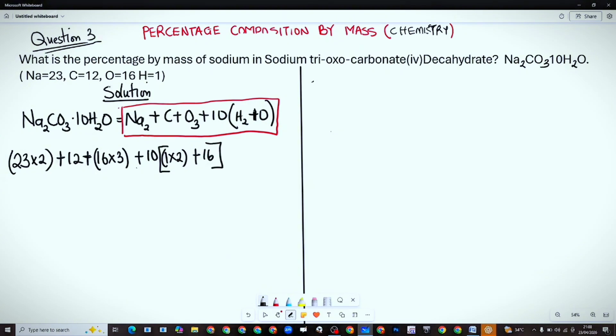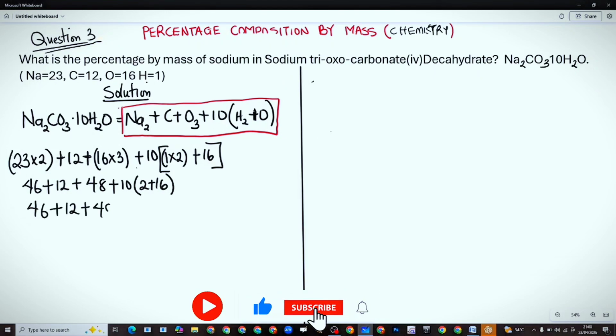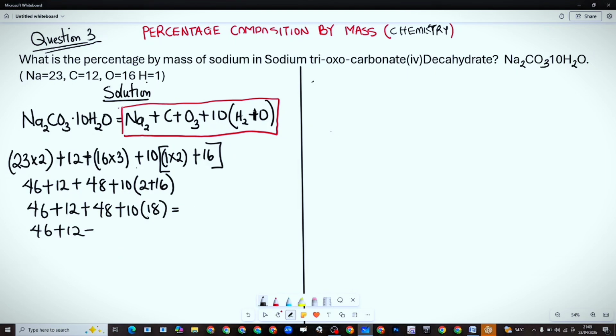Right, good to go. So if we do that, we're going to have 46 plus 12 plus 48 plus 10 of 2 plus 16. That will be 46 plus 12 plus 48 plus 10 bracket 18, which gives 46 plus 12 plus 48 plus 180. If we add all of this, we're going to have 286 grams. That's the molar mass.